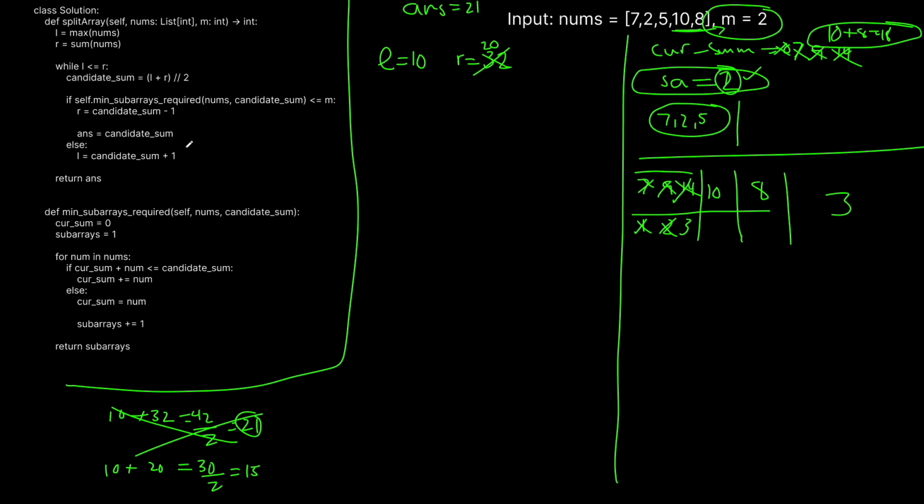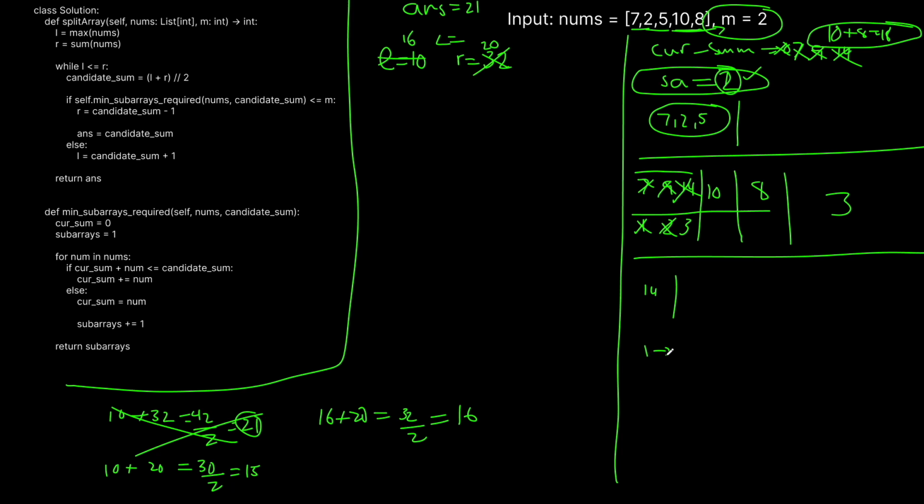So our left becomes candidate sum plus 1, so it becomes 16. And then we go through the loop again. 16 is still less than or equal to 20, so we go through again and find the midpoint. Oops, you can't see that actually. So we'll say 16 plus 20 equals 32, divide by 2 to find the midpoint, and we get 16. Now we're going to try with 16. Again, we do 7 plus 2, 9, plus 5. That's going to give us 14 for the sum here. We try to add the 10. We can't do that.